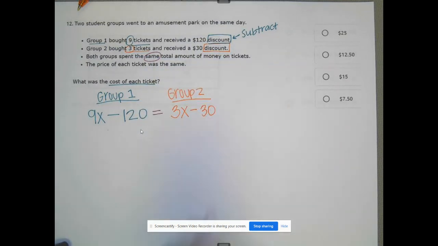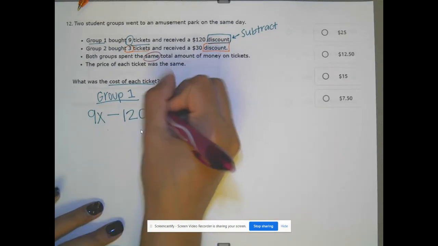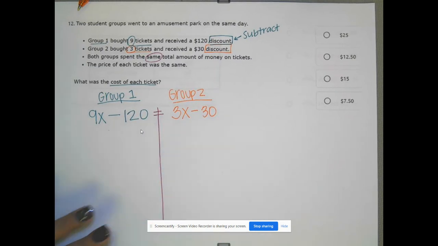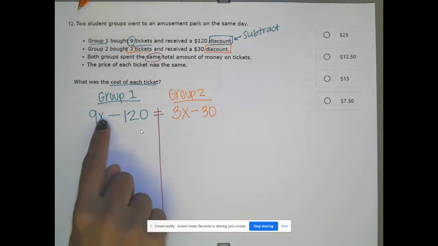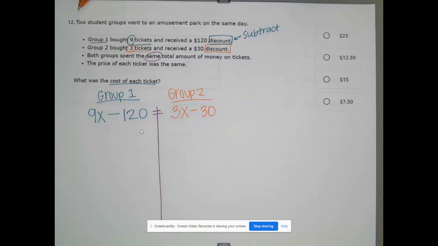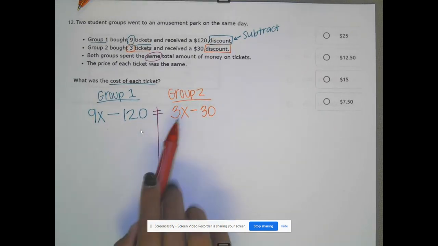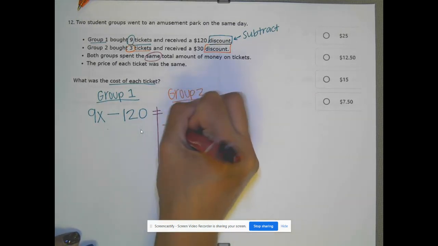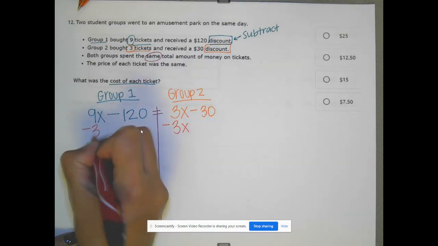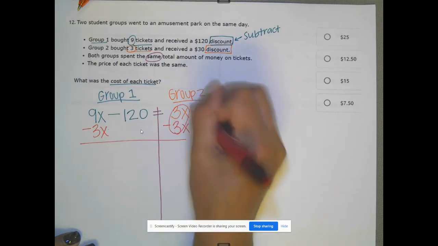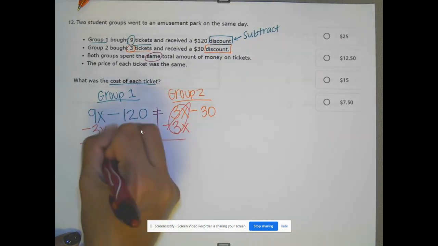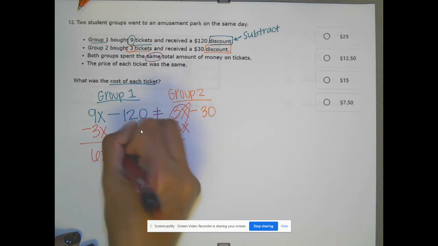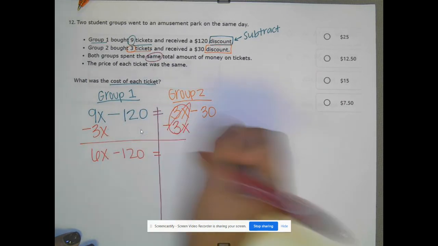All right, so I'm going to go ahead and solve this out. I'm going to start by moving my smallest variable. So I have 9 x's and 3 x's. 3x is my smallest, and right now it's a positive 3x, so I'm going to do the opposite. I'm going to subtract 3 x's from both sides. So 9 minus 3 is 6x, and then minus 120. And that's going to give me negative 30.